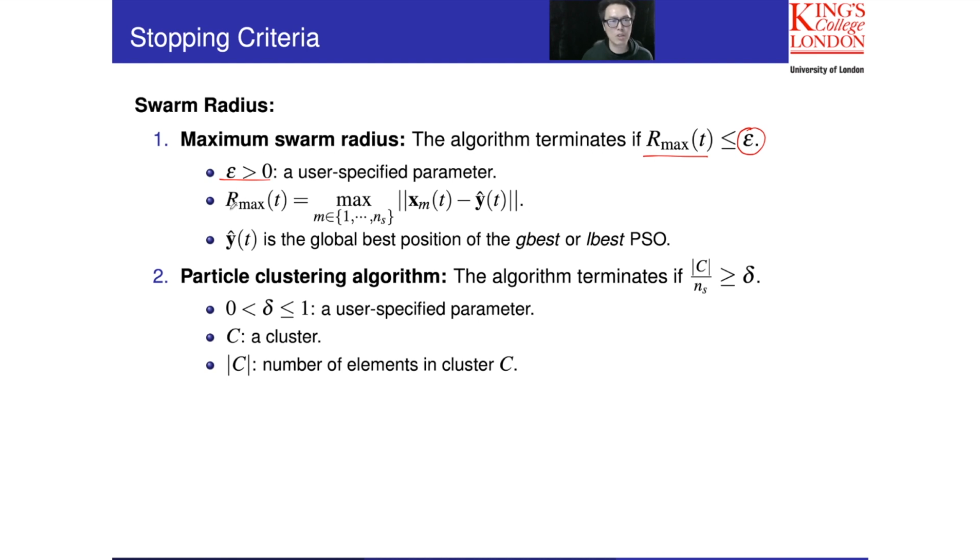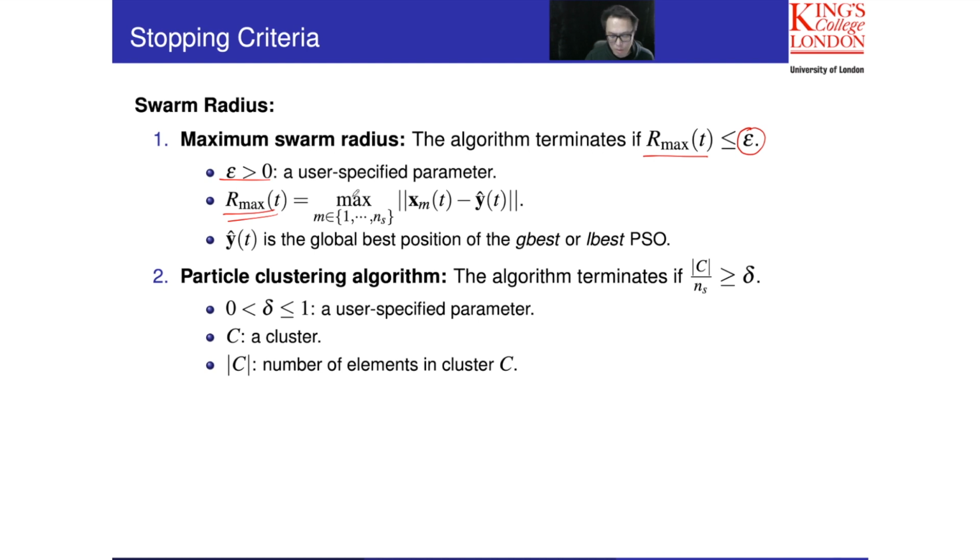Okay, so this is the definition of the Rmax. We calculate the distance between the particle and the global best position. Again, for the global best or local best, we can still find the global best position.